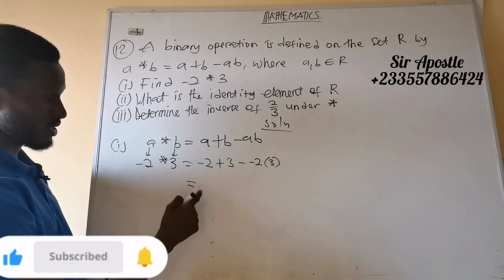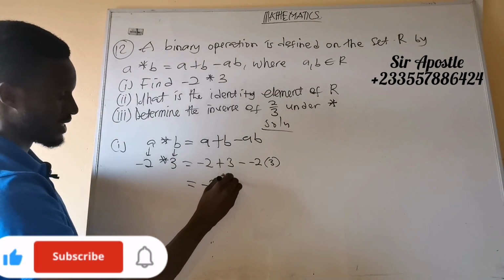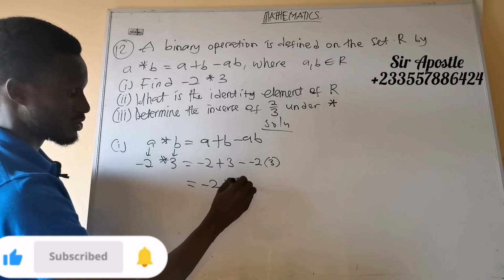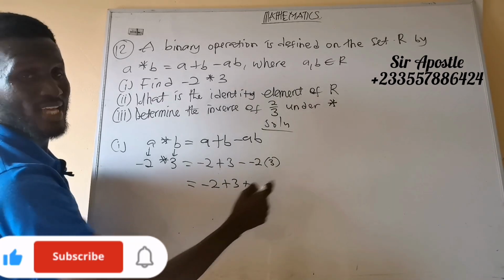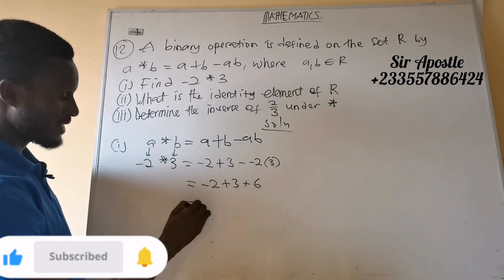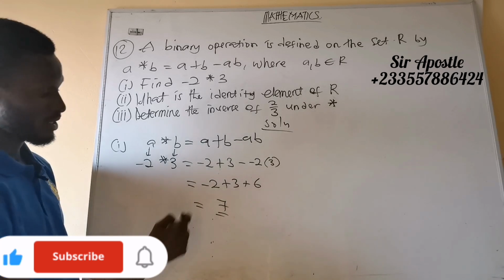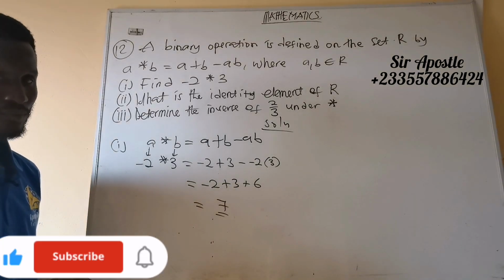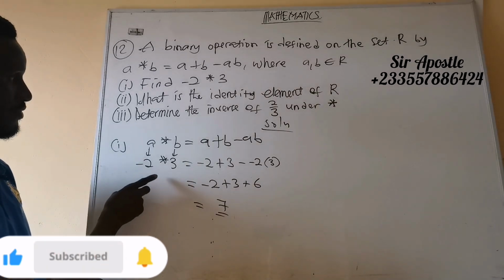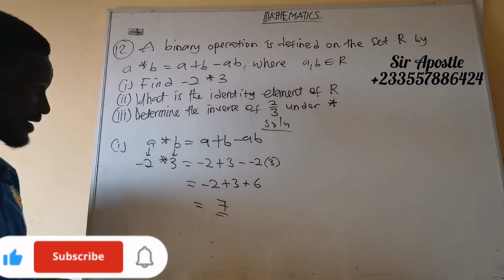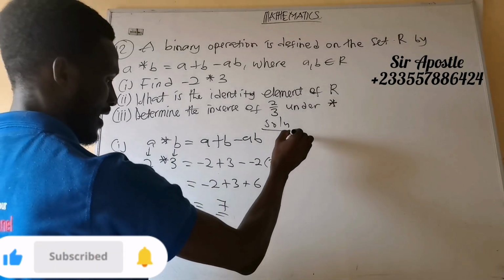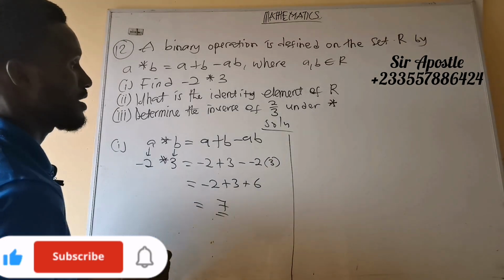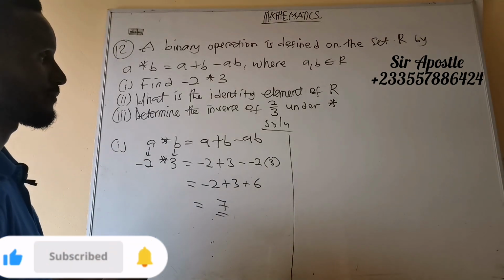So this one will give us what? Minus 2 plus 3, minus and minus will give us plus, 2 times 3 is 6. So adding the whole of this, minus 2 plus 6 will give us 7. And that is the answer for negative 2 operation 3. Now let's move on to II.